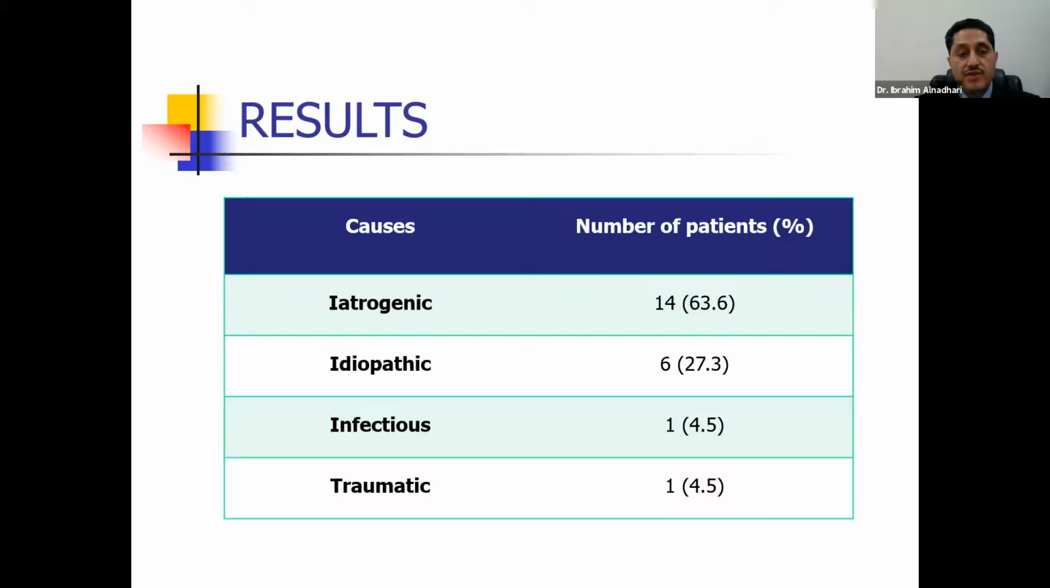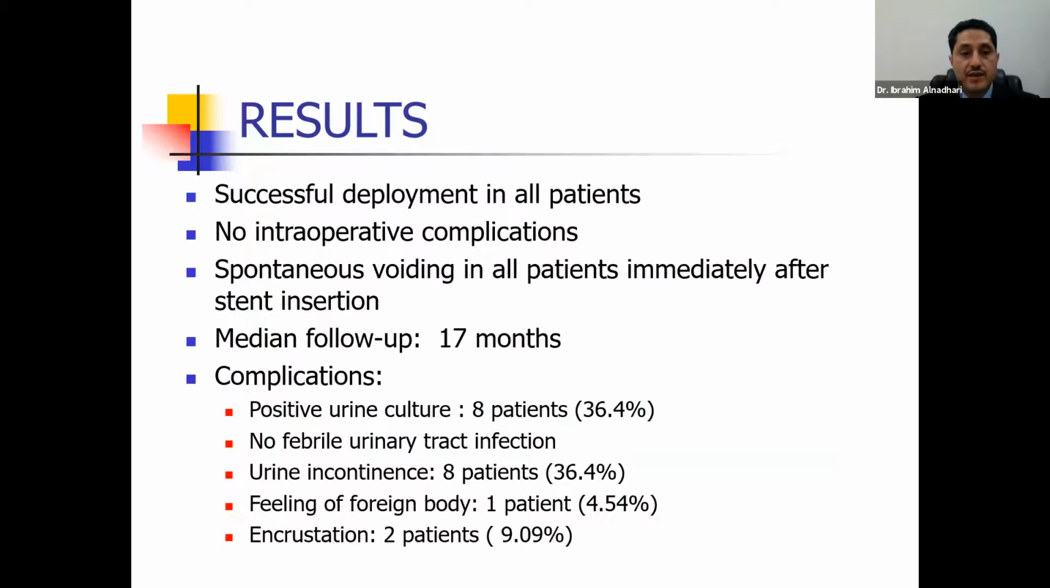The number of the stricture, this slide actually shows how severe the cases were that we had. 14 patients, with a percentage 63.6%, had multiple strictures, and also 14 patients, 63.6%, had previous urethroplasty, failed urethroplasty surgery. The causes of the stricture: 14 patients due to iatrogenic and 6 patients due to idiopathic stricture, and 1 for infectious and 1 for traumatic.